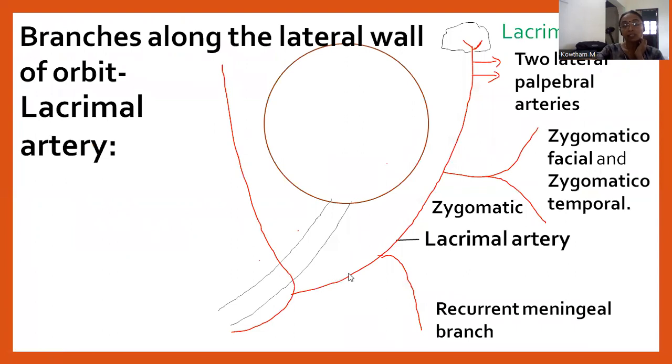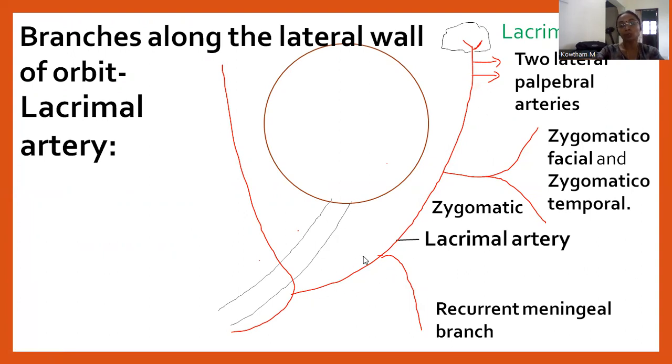Now branches along the lateral wall of the orbit. So the more important artery which arises from the ophthalmic artery along the lateral side is the lacrimal artery. This is the lacrimal artery, which runs along the upper border of the lateral rectus muscle. So the main supply of this artery is to the lacrimal gland. In addition, it supplies the conjunctiva and the eyelid, the lateral part of the eyelid.